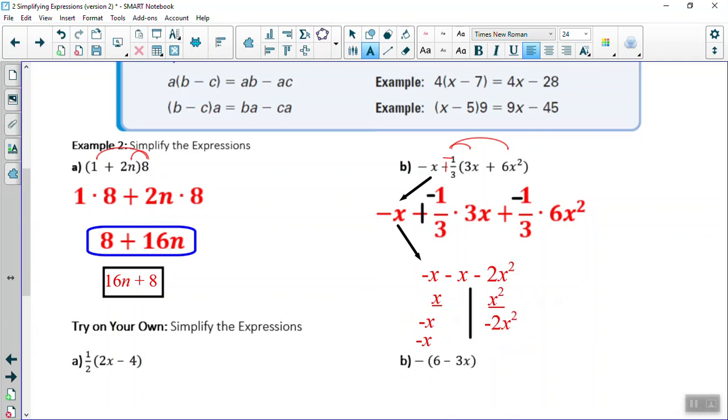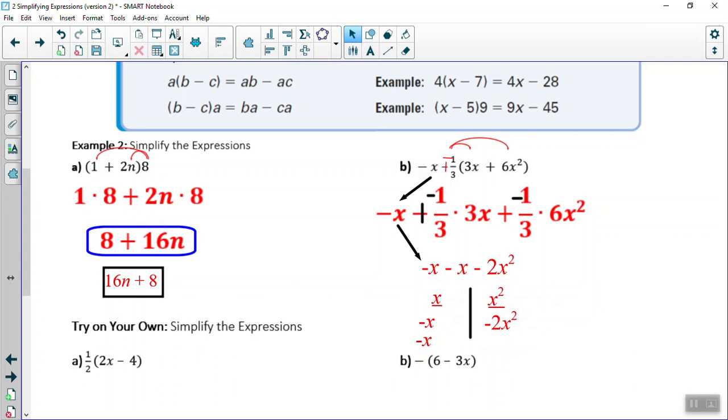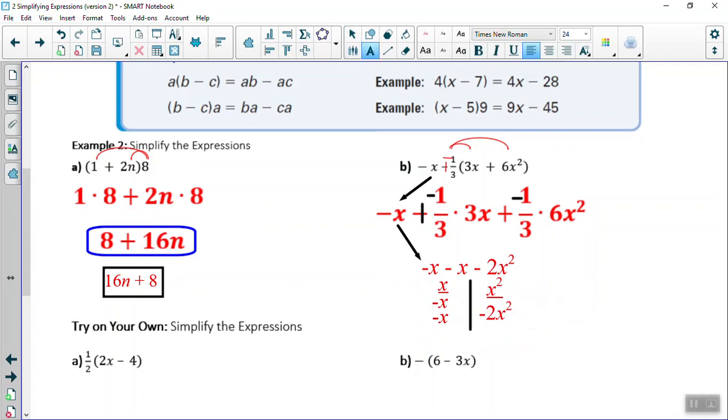All right, so now we can combine these together. So I'm going to kind of adjust this up a little bit to give me just a little more room, so I can fit in my answer. All right, so now my final answer at this point, I've got a negative x and another negative x. How many negative x's do I have? Well, I have 2 of them. So I have negative 2x minus 2x squared.